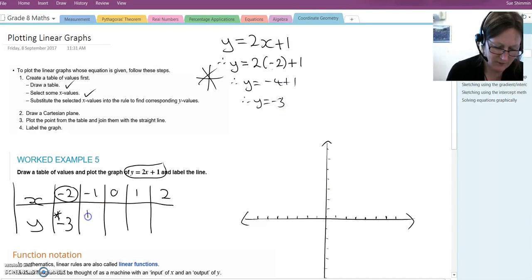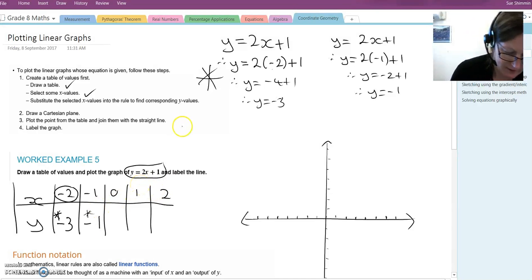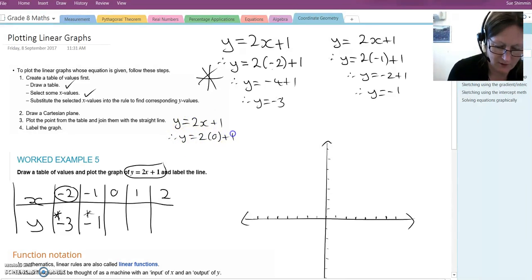Now what I do here is, into this same equation, 2x plus 1, this time instead of x, I put -1. So 2 lots of -1 plus 1, so y is -2 plus 1, so y is -1. Now, substitute 0 in for x. So y is equal to 2x plus 1. Instead of x, I'm going to put 0. So y is equal to 0 plus 1, so y is equal to 1.